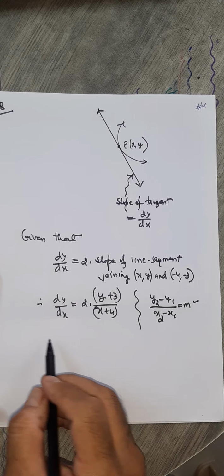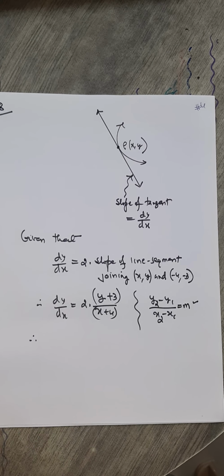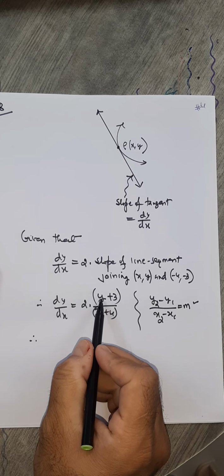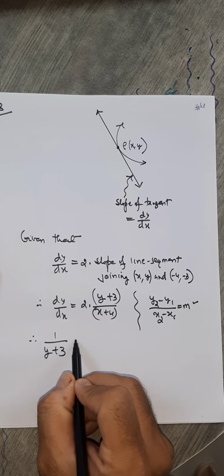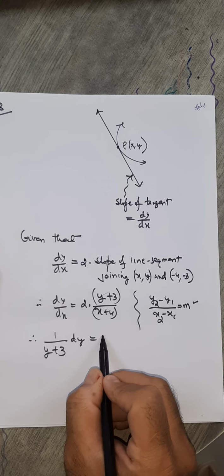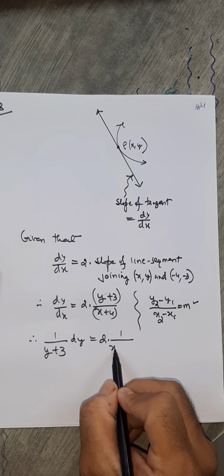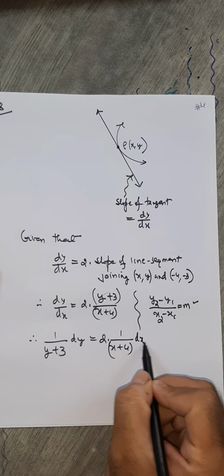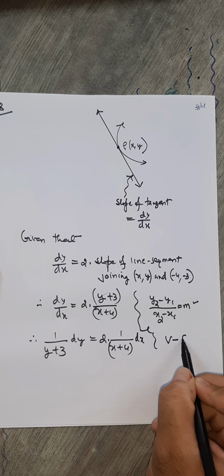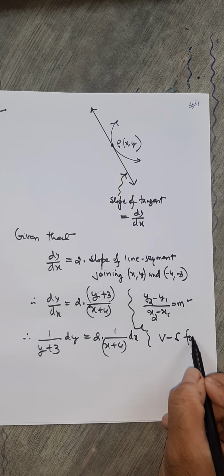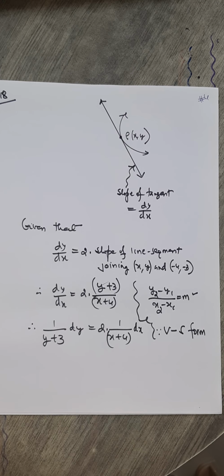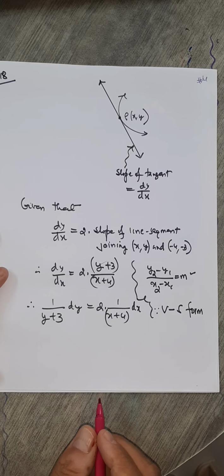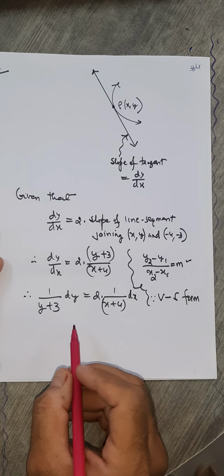Now what is this? This is a differential equation. How will we solve it? By variable separable form. So I'll take y plus 3 down with this: 1 upon y plus 3 into dy. And I'll take dx over there: twice, 1 upon x plus 4 into dx. This is variable separable form. Okay, now we integrate it.